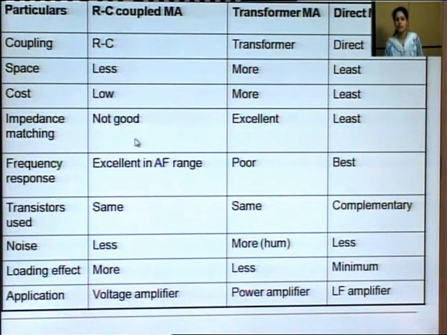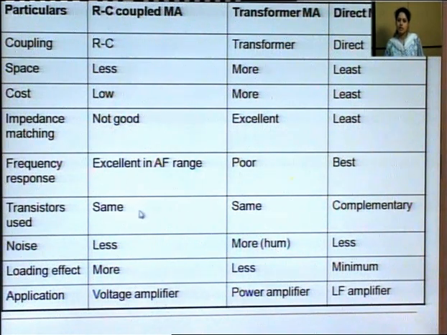Impedance matching, that is maximum output power with respect to your input, is not provided by your RC coupled amplifier because of the loading effect. For transformer coupled, due to the turns ratio, you have excellent impedance matching. For direct coupled, you have the least impedance matching. Frequency response of RC coupled amplifier is excellent in audio frequency range. For transformer coupled, the frequency response is poor because your gain is constant only for a small part, and frequency components are not equally amplified. Frequency response is best for direct coupled, but that is also with respect to your low frequency.